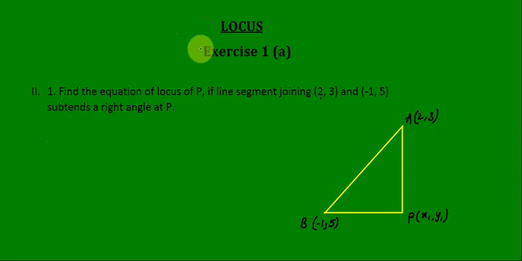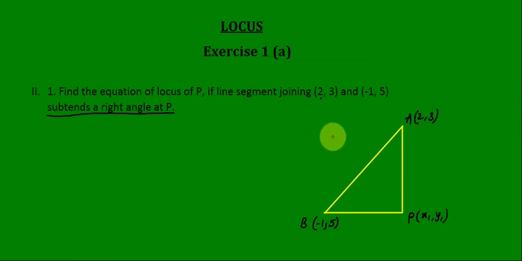So in this video, I will be continuing with the remaining problems from your chapter Locus. So section 2, first question. Find the equation of locus of P if line segment joining (2, 3) and (-1, 5) subtends a right angle at P.